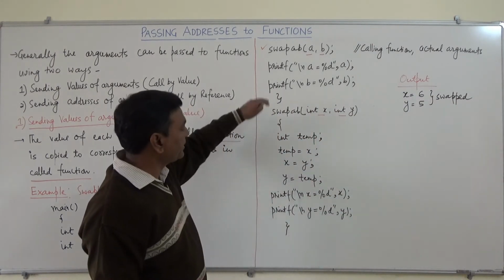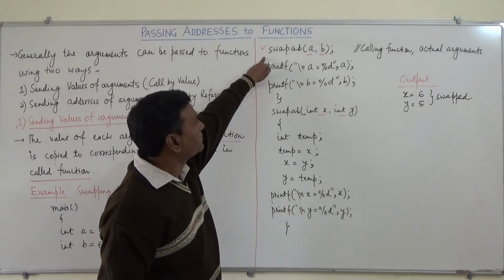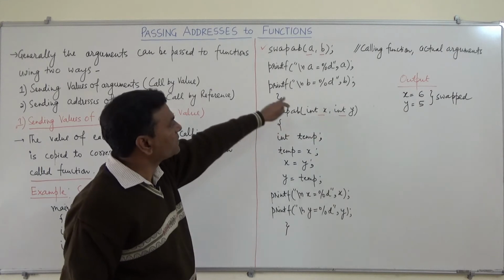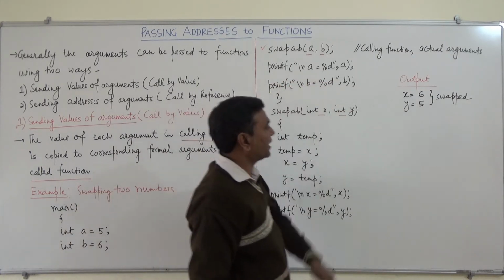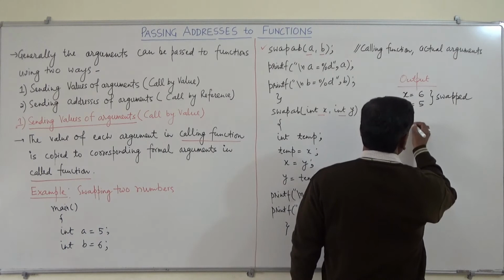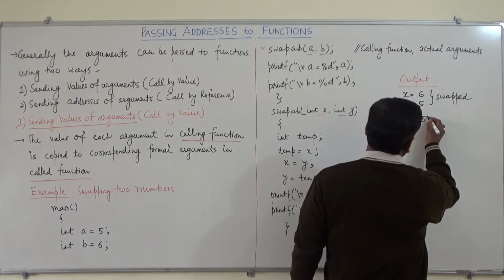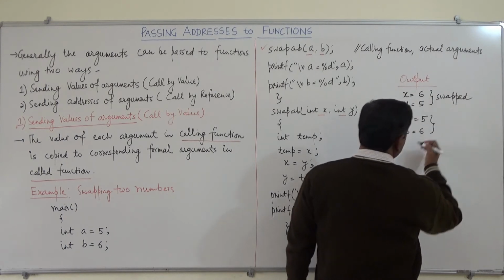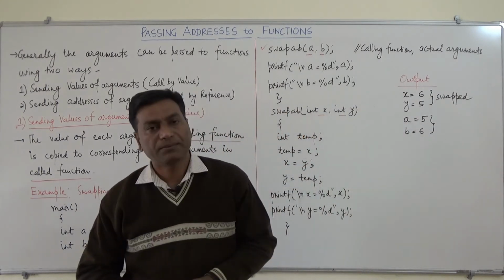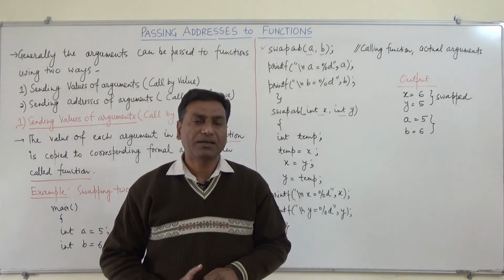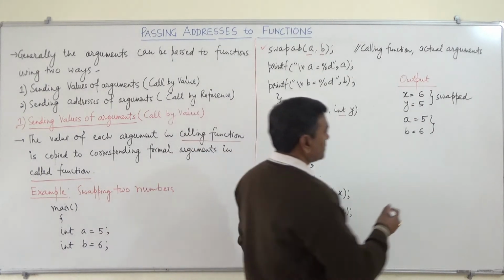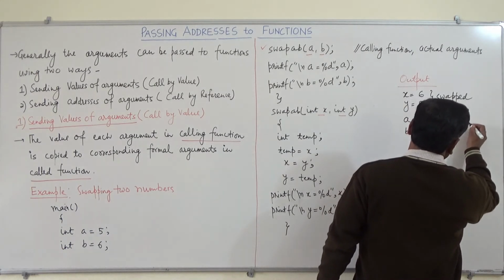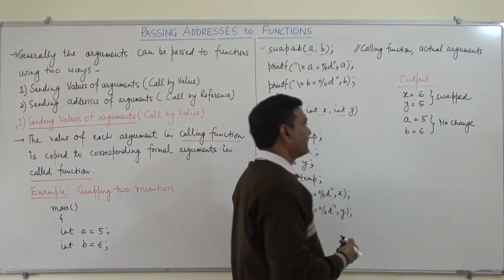Now after this call, we have printed x equals to 6 and y equals to 5. Now the value of a is printed. So a is 5 and b is 6. It is to be noted here, the value of a and b remains unchanged. There is no change. Why?